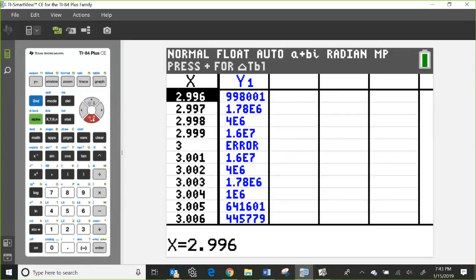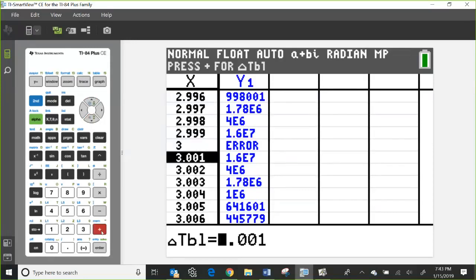Now, if I want to change and go further out, so I want my increments not to be small because I want to go toward infinity now, I can just press the plus button and not have to go back to table set.